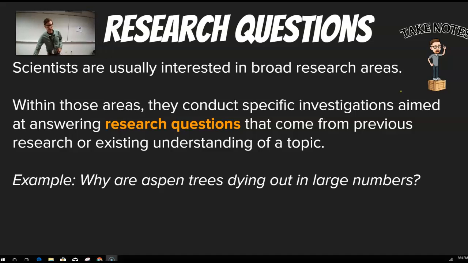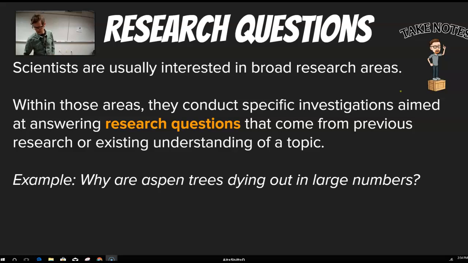So now when it comes to research questions, and I'm telling you this so that you can start to pick apart some bits of what we read about when we read about specific research examples. Scientists are usually interested in what we call broad research areas. So they'll pick topics like dinosaurs. Probably be a little more specific than dinosaurs, but something like dinosaurs, or how grasslands work, how forests work, something like that. But what they then do is within those areas they conduct specific investigations.